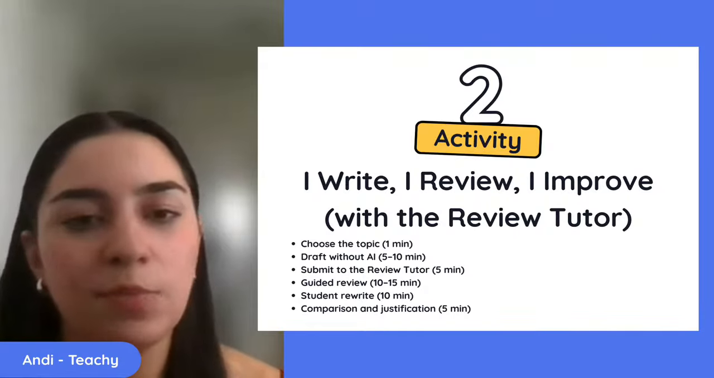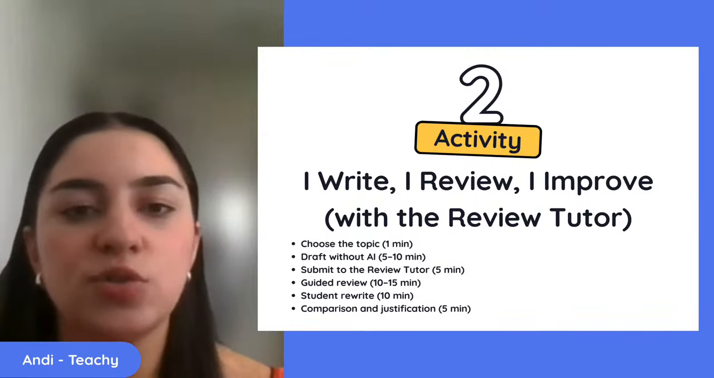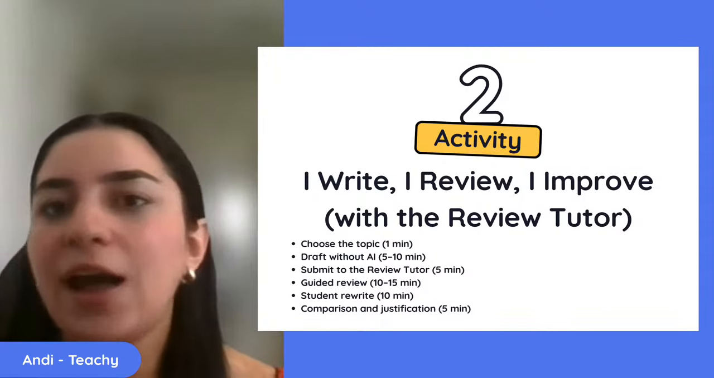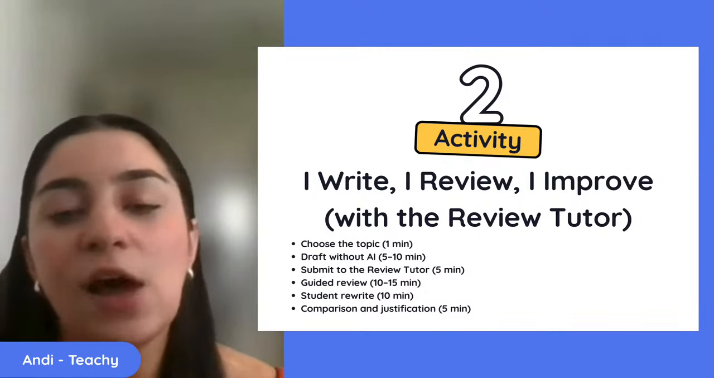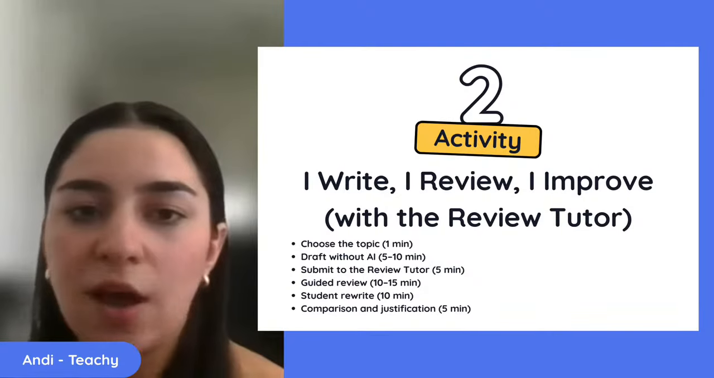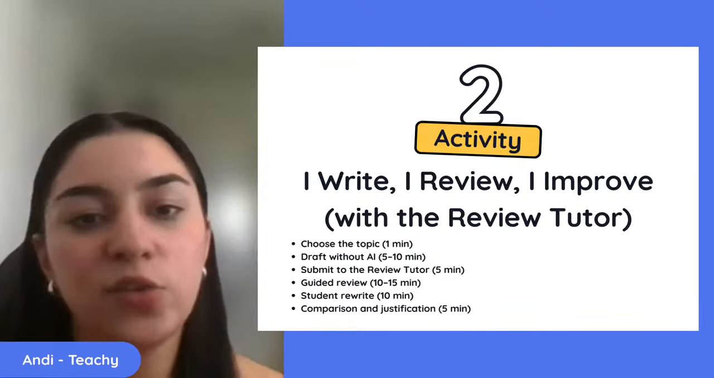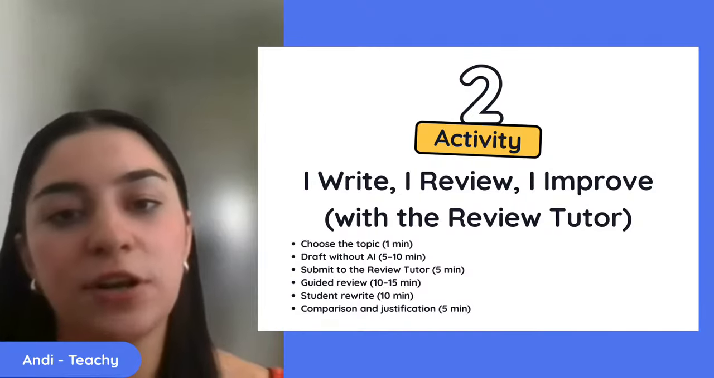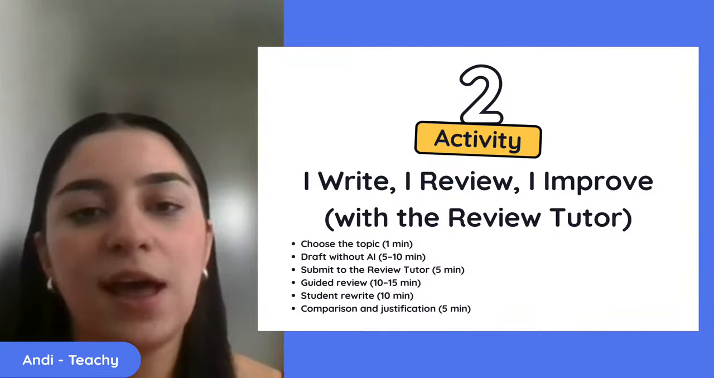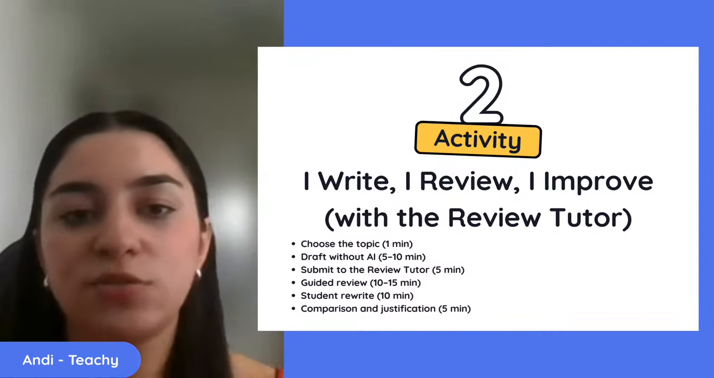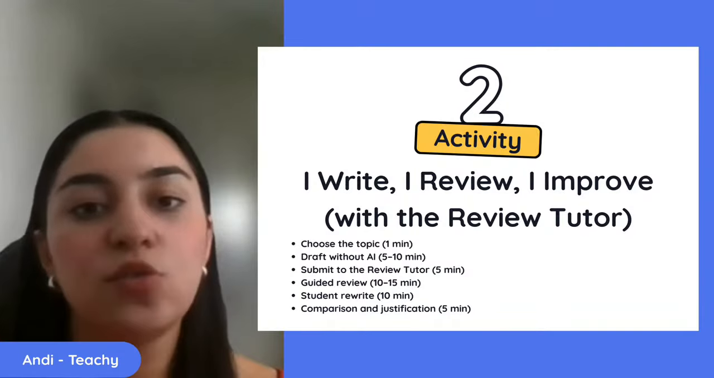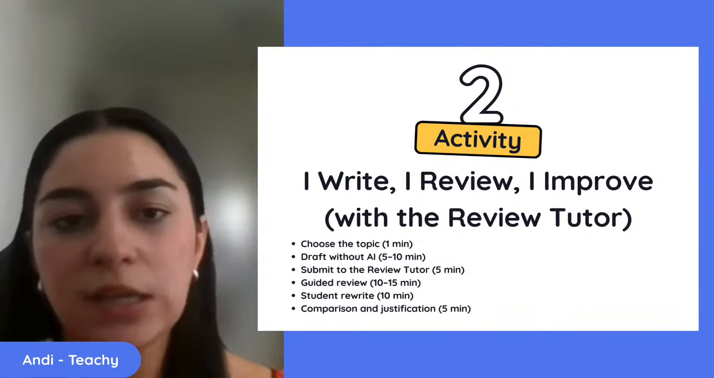So step by step for applying this activity, it starts with choosing the topic. It can be a topic or a guiding question, or even allow the student to choose it. Then after you choose the topic with your students, the student will write a paragraph or even an outline with bullet points. And the rule here is that the student will create this draft with no AI, okay? So this AI tool cannot be used yet.